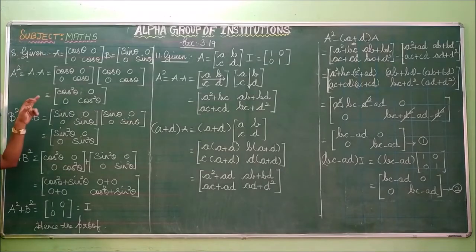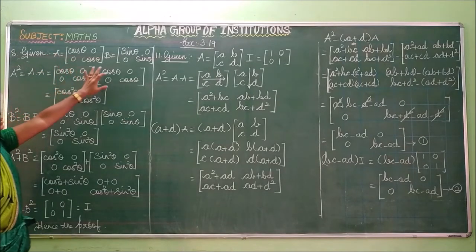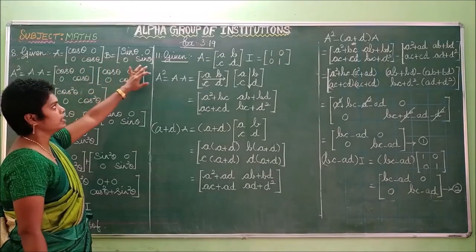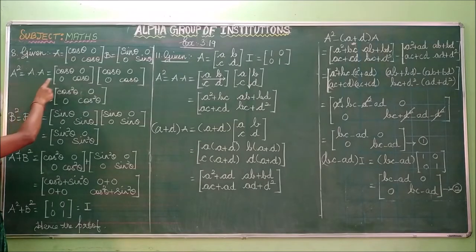So given A, which is equal to cos theta 0, 0 cos theta, and B, which is equal to sin theta 0, 0 sin theta. First you have to find A squared and B squared. Then only you can add the values. So A squared is nothing but A into A, so you can write the A matrix 2 times.